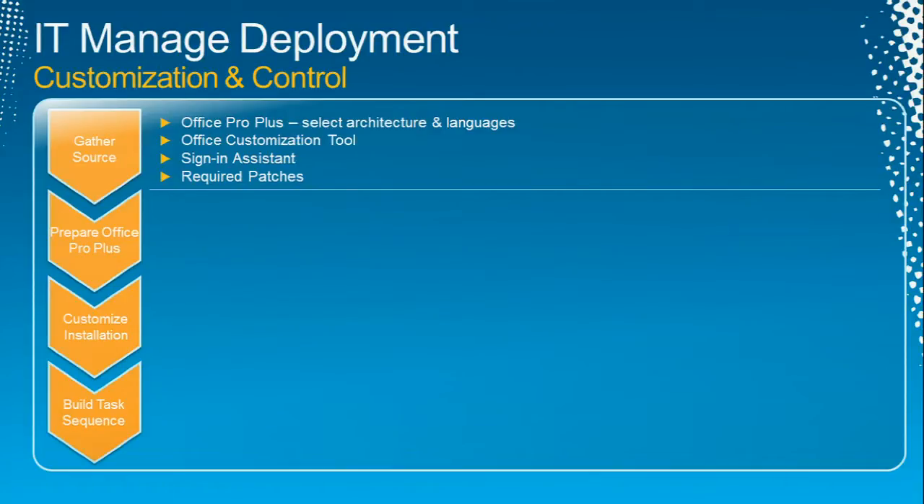First, we're going to gather all the source. So I need to go to the portal and get the bits. That's the only place you can get these bits. If you have an existing VL, you can't go to Volume License Center and get the bits. They're Office 365 bits. So you go there. So admins can go there and get the bits.